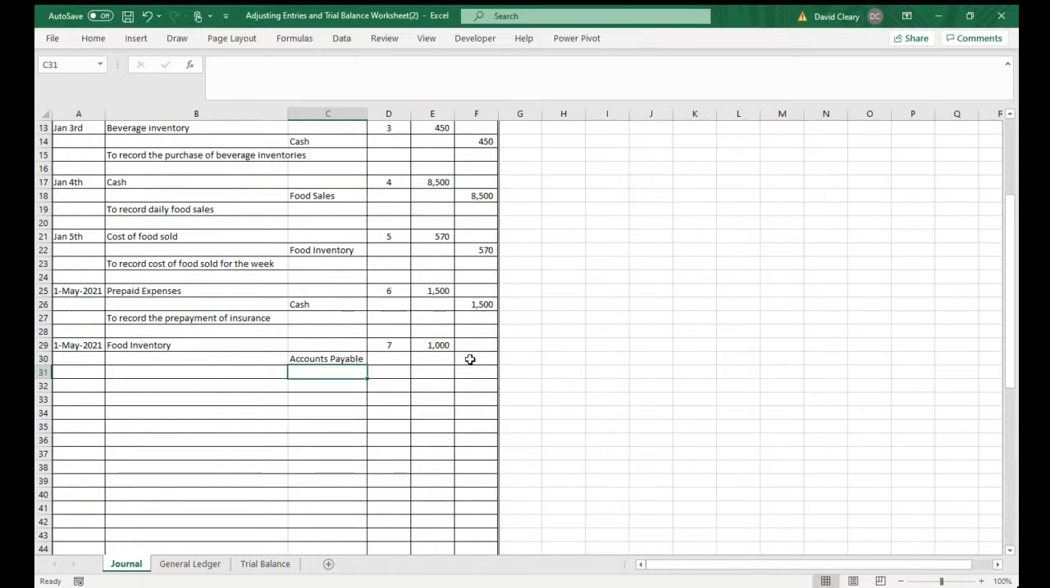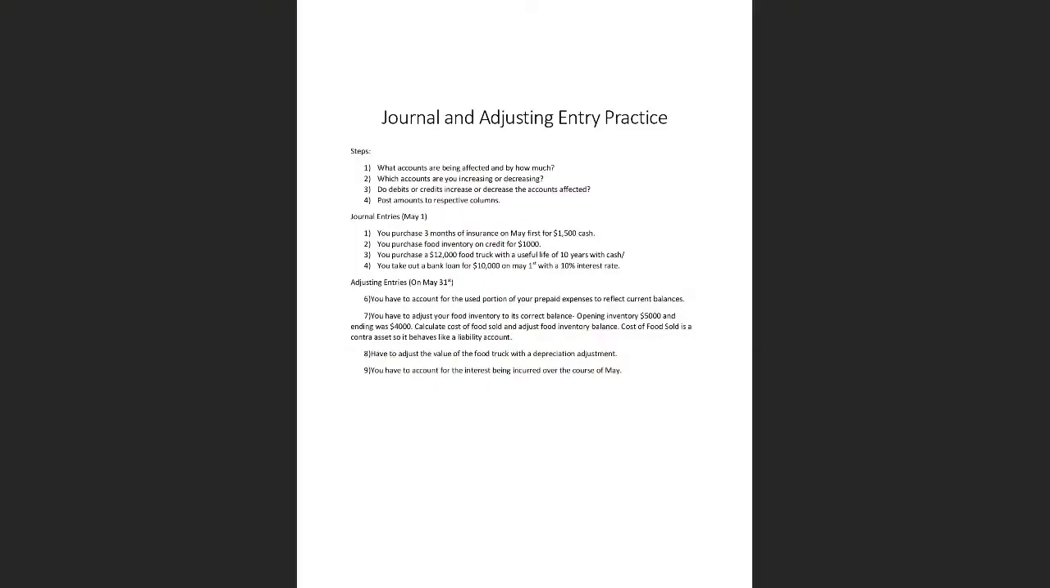1,000. Another description I'm going to put in here is to record the purchase of food inventory on credit. There we go. Okay, so we've got the date, we've got the two accounts, debits equal our credits, we've got a reference number that's in sequence, and we've got a fairly detailed description. Okay, so I'm going to stop sharing. Come back here, share file. There we go. Chat.